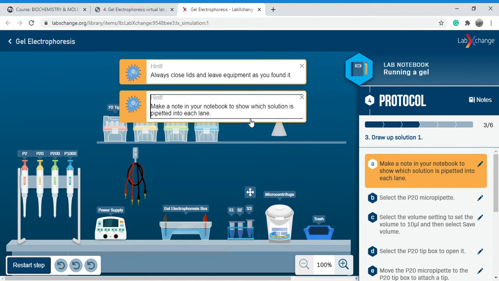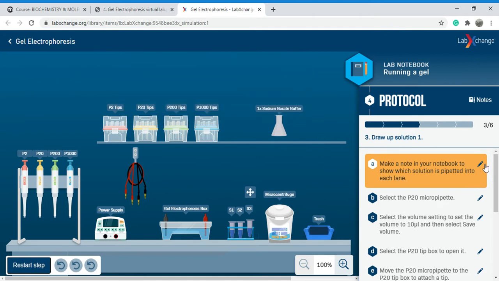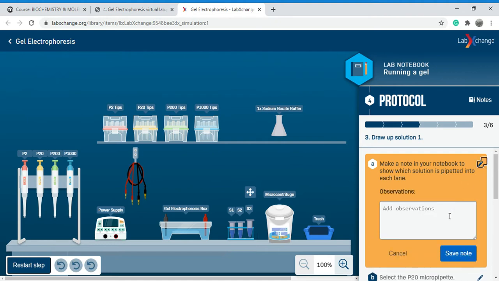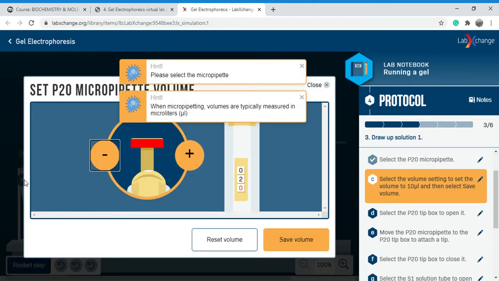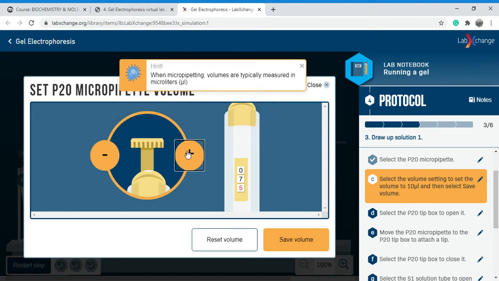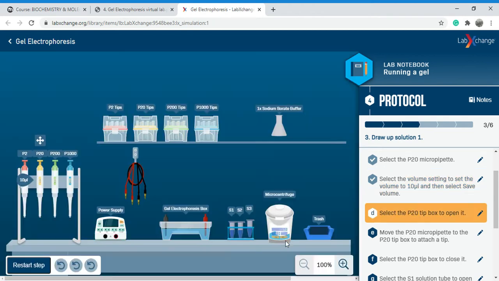Move on to the next step, which is to make a note to show which solutions are pipetted into each lane. So solution 1 goes into lane 1, solution 2 into lane 2, and solution 3 into lane 3. We save the note. Now we select a P20 micropipette and we change the volume to 10 microliters. Okay, we save the volume.